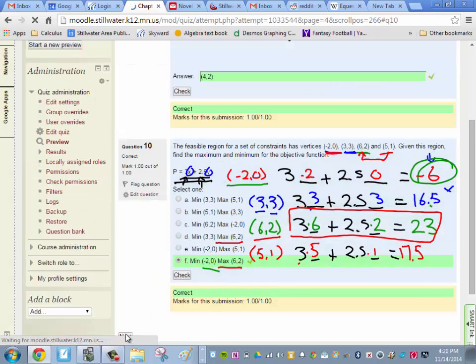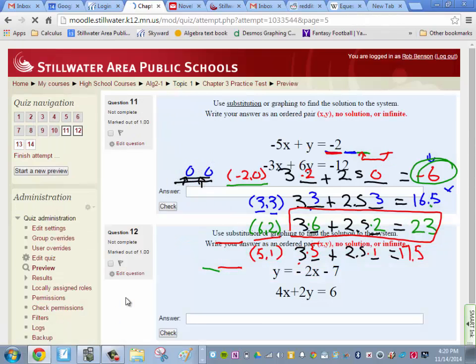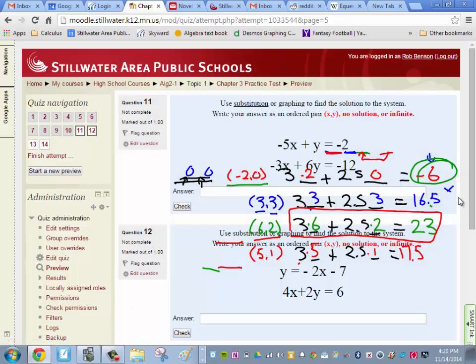Oh, good. How'd that work? If I got it wrong, I might give up on math altogether. I would never. Okay, here we go.